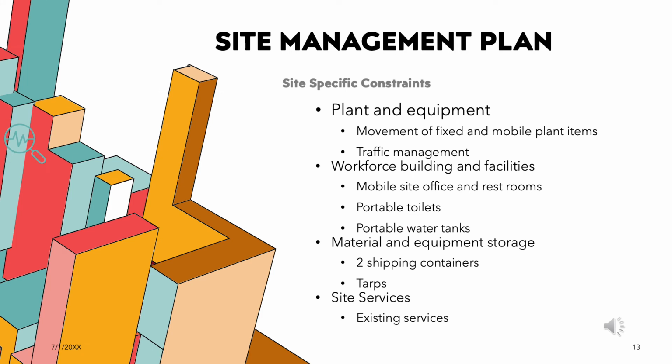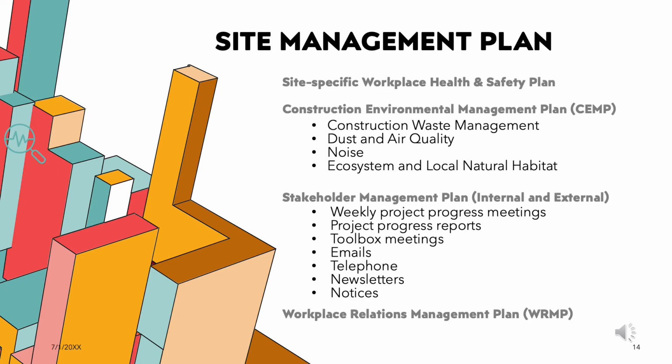Site management plan is a crucial aspect of site planning and establishment, which should not only consider the unique characteristics of the construction site, but also how they change as construction progresses. Initially, site-specific constraints were identified, and these relate to plant and equipment movement and location, workforce building and facilities, material and equipment storage, and site services. Based on these, four main site management plans will be developed by the principal contractor.